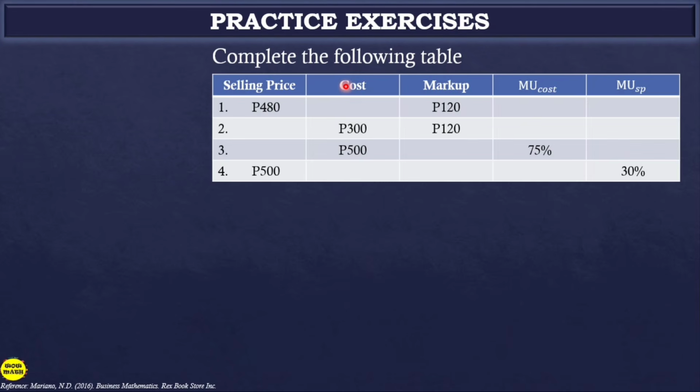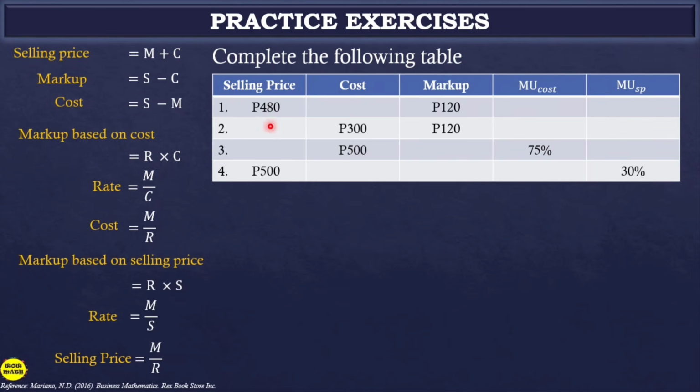Okay, for practice, sige. So, paano natin complete the following table? Pag ganyan, kailangan natin itong mga formula na to. So, for number 1, the given selling price is 480 pesos and the markup is 120 pesos. So, yung unang makukuha natin dito, yung cost. Diba? So, paano natin makukuha? Diba, i-minus lang natin yung selling price minus the markup. So, 480 minus 120, that is 360.